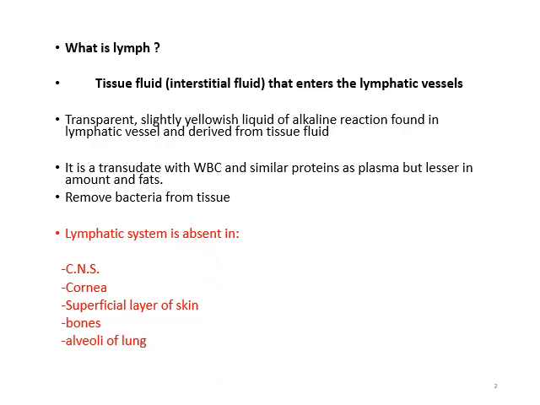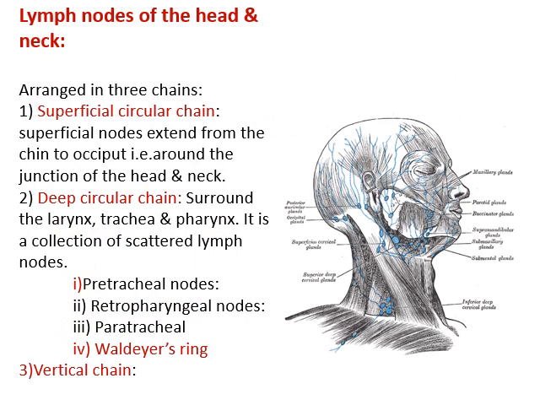And now we come to the lymphatic drainage of head and neck. So what are the chief lymph nodes of the head and neck? They are arranged in three chains: a superficial circular chain, a deep circular chain, and a vertical chain. The superficial circular chain has the group of lymph nodes which extend from chin to the occiput. That means the submental, submandibular, preauricular, postauricular, and the occipital. The deep circular chain has lymph nodes which are deeply situated around the larynx, trachea and pharynx. So the pretracheal group of lymph nodes, paratracheal, retropharyngeal and Waldeyer's ring.